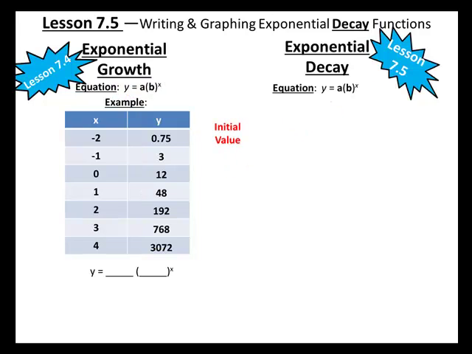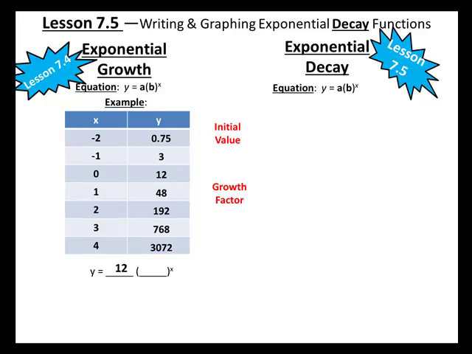First, we need to remember initial value is what the a stands for, and we're going to look here for the initial value, which is the value of y when x equals 0. So we're going to fill that in the first blank. We'd get that y equals 12 times something else to the x power.